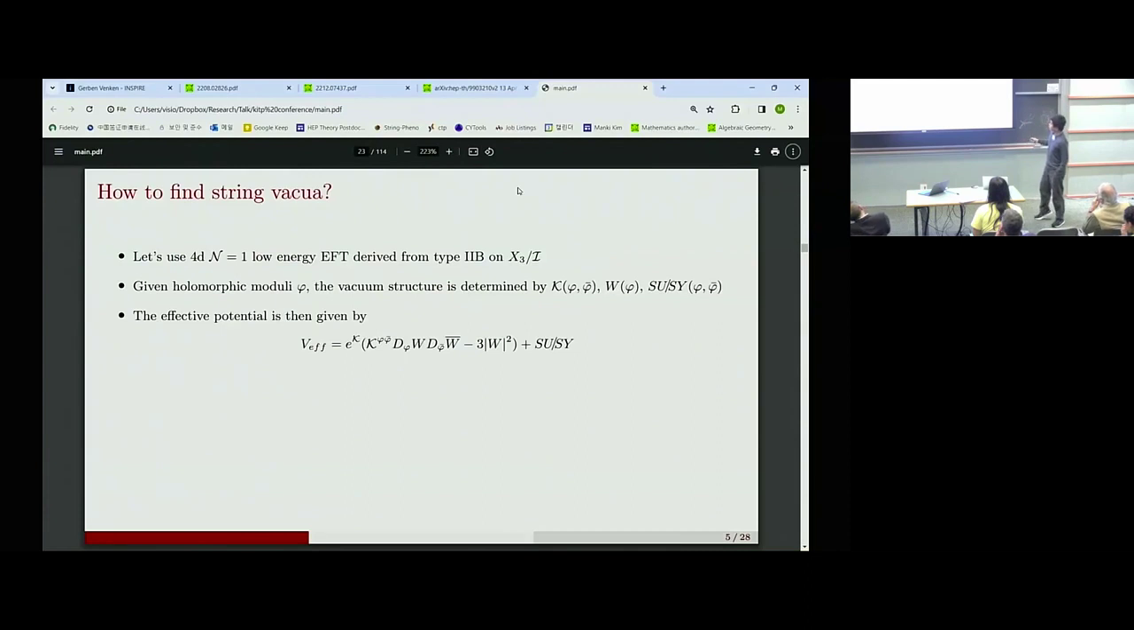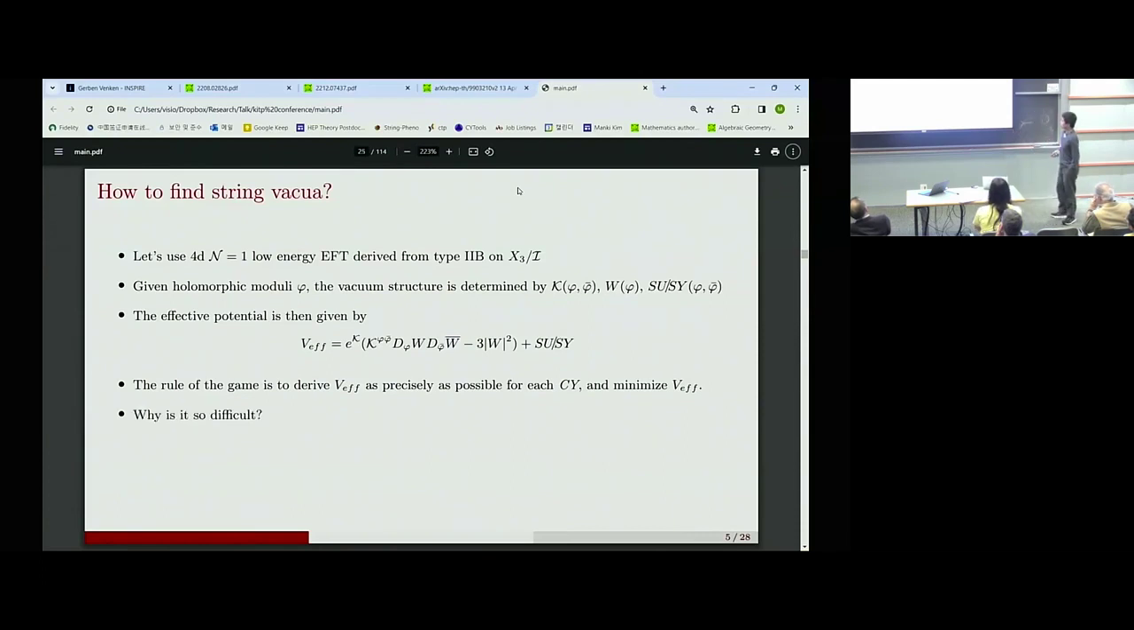And then what you're supposed to do is to compute this effective potential by combining those ingredients. Then, the rule of the game is to derive this effective potential as precisely as possible, and then you just need to minimize it. Doesn't look awfully difficult, but somehow this is very difficult.